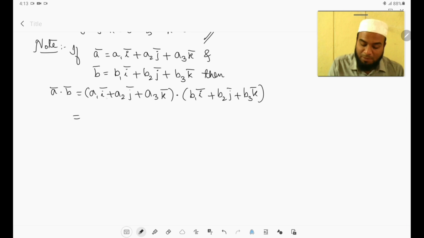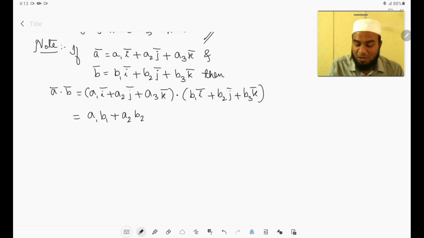Now we know that i bar dot i bar is 1. So that's why a1 into b1, and multiply a1 i bar with other terms. What will happen? i bar dot j bar will become 0. Similarly, i bar dot k bar will become 0. Next, a2 j bar dot b1 i bar. What will happen? j bar dot i bar will become 0. Then next, a2 j bar dot b2 j bar. What will happen? j bar dot j bar will become 1. Then remaining is a2 b2.